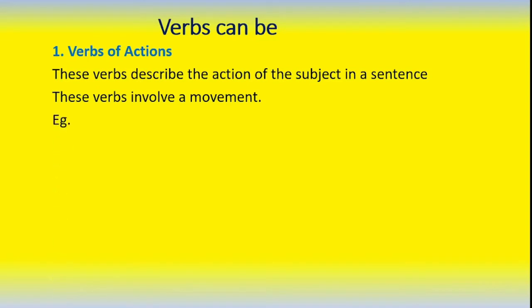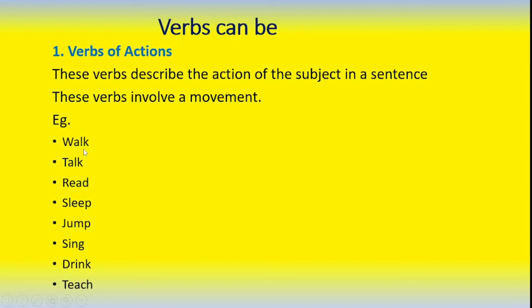So let us understand this by an example. Walk. Walk is a movement, right? Then talk. Talk is a movement. Then read, sleep, jump, sing and drink, then teach. So all these verbs involve a movement or action. For example, I'm walking on the road, I'm talking to my friends, I read a book, I'm sleeping now, I'm jumping from one floor to another, I'm singing a song. All these verbs have an action.